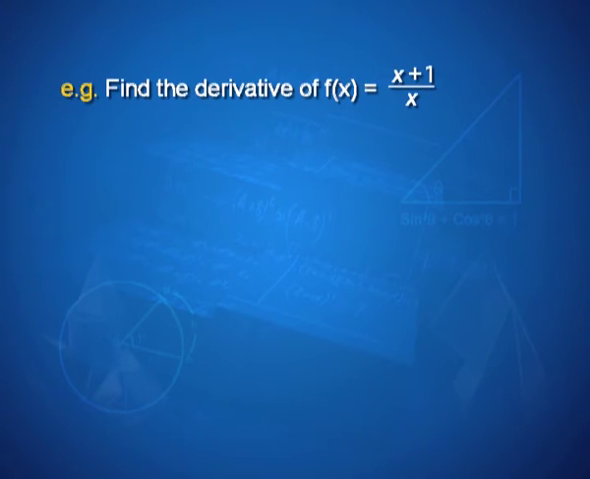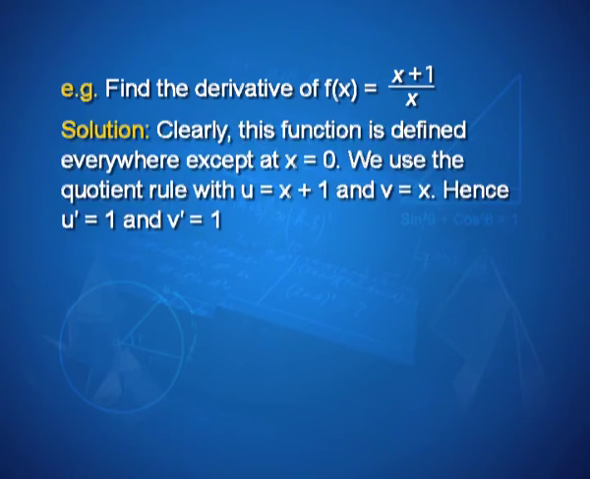Let us look into one more example here. Find the derivative of f(x) = (x + 1)/x. For the solution, clearly this function is defined everywhere except at x = 0. We use the quotient rule with u = x + 1 and v = x. Hence, u' = 1 and v' = 1.